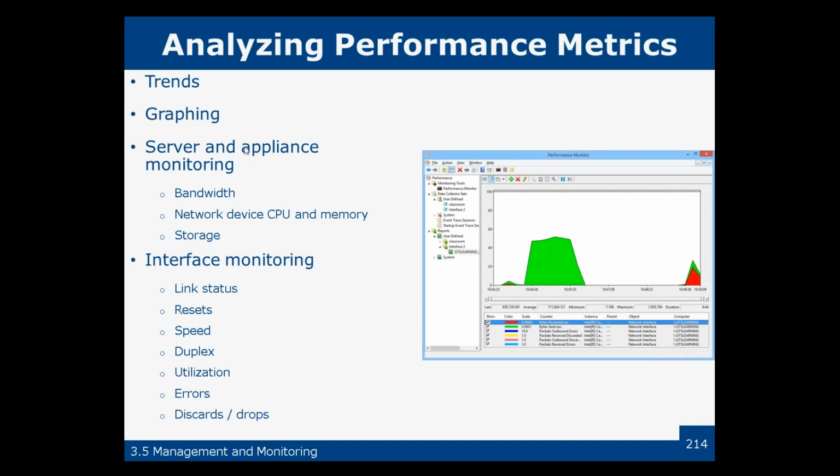And talk about interface monitoring: link status, whether the interface is working, is up or is down, and if it resets, the number of times an interface has restarted over the counter period. How many times does it restart? What's the speed? Are we getting the speed that we expected from it? What's the duplex status? The utilization is going to be the percent utilization of these things. How many errors do we have?